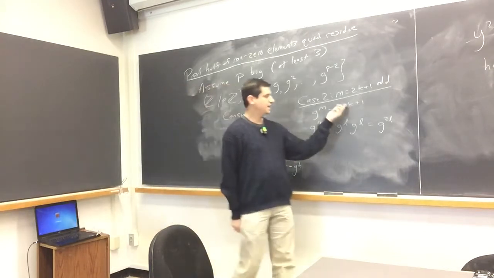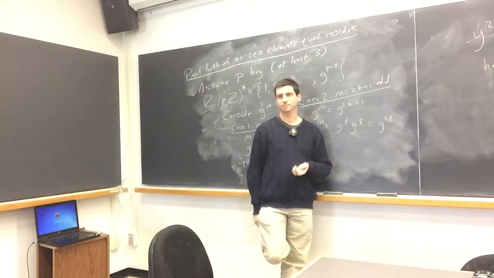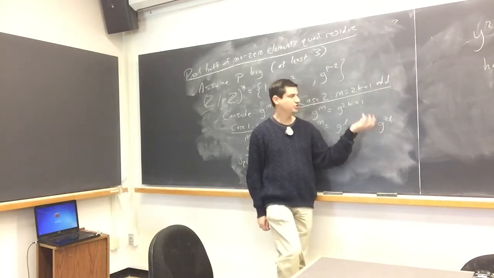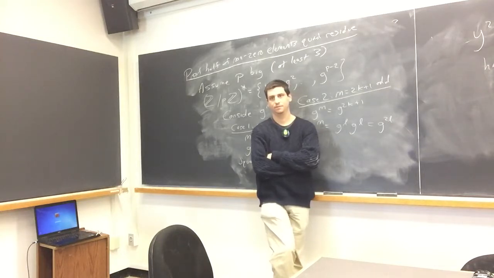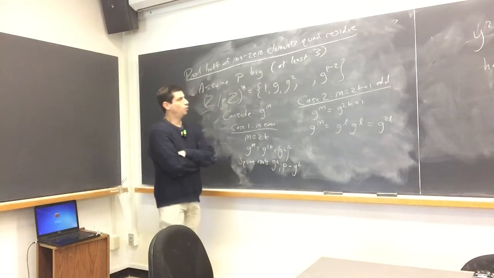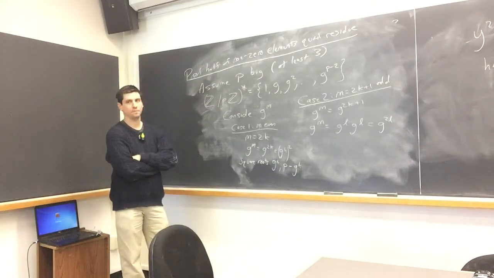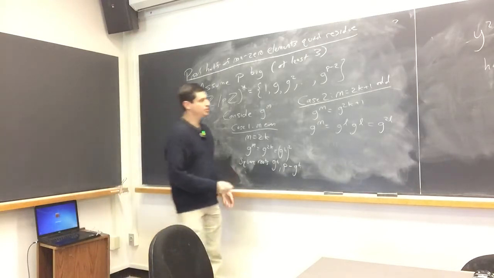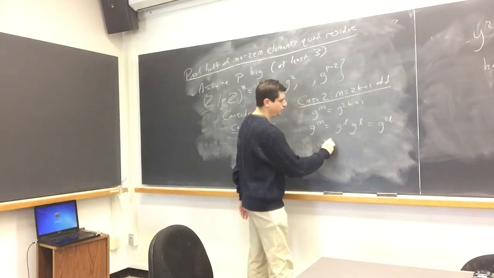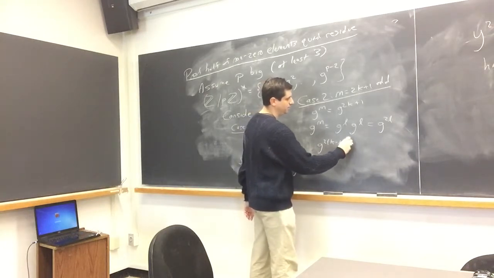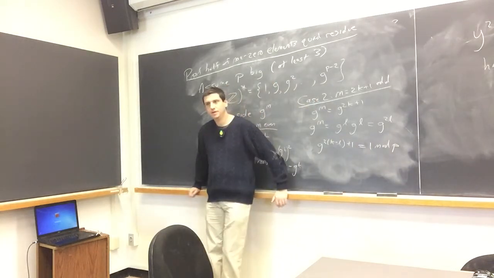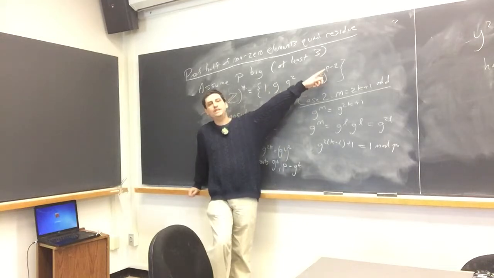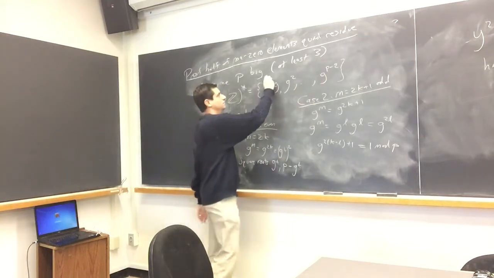So either k is larger than l or l is larger than k. And eventually, you're going to get g to a certain power equals 1. What power of g equals 1? P minus 1. So this would give g to the 2(k minus l) plus 1 equals 1 mod p. We have g to an even power, g to the p minus 1 is 1.